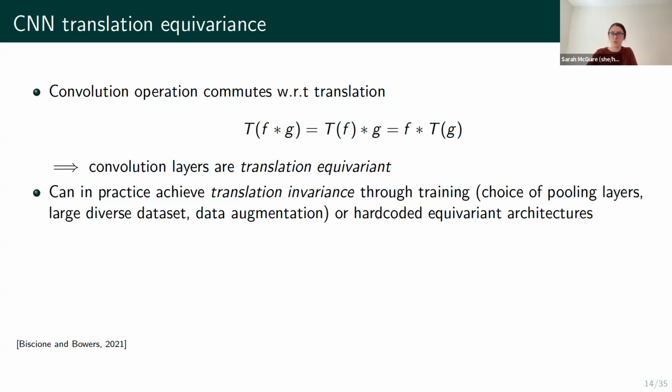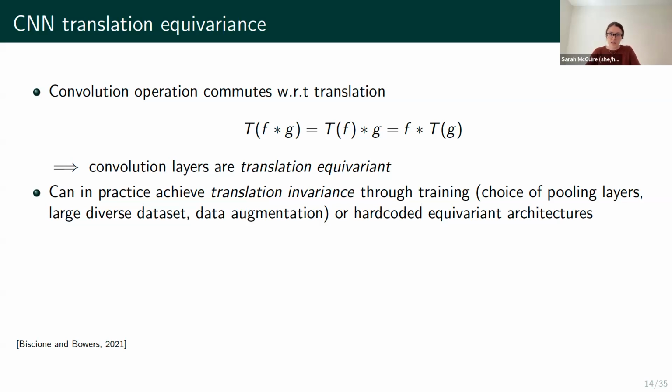The first is through pooling layers to average features that are extracted, also through data augmentation, and generally just having large, diverse data sets. And finally, by hard coding these equivariant architectures, for example, what we see for the convolutional layers, which we know are equivariant.